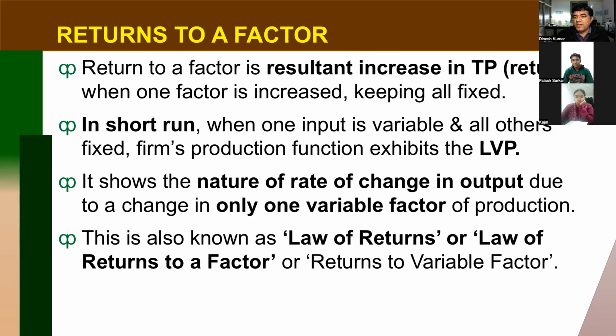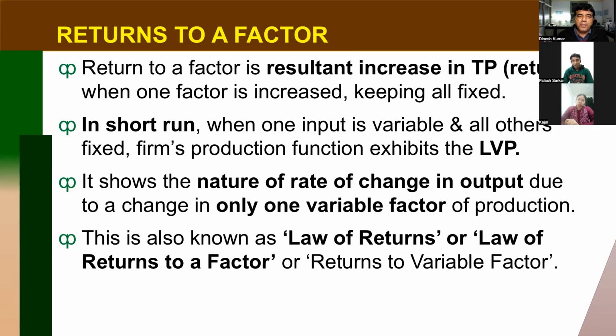Now, returns to a factor. What are the trends in returns to a factor? Return to a factor is the resultant increase in TP. TP is your total product. So how much is the increase in TP when one factor is increased, keeping all others fixed? Meaning if you have one labor, you now have two labor. How much is the increase in TP? That is your return. That is the return to the factor.